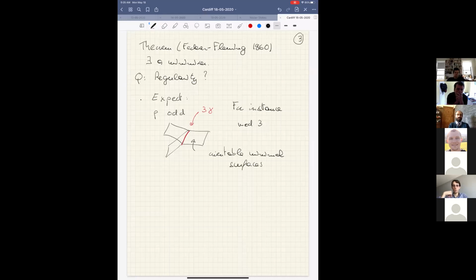Okay, what happens for p even? Well, for p even, it's going to be kind of different. You could, of course, have the very same situation. For instance, with mod 4, you could have one central line and 4 surfaces joining, orientable, right? So that's one possibility.